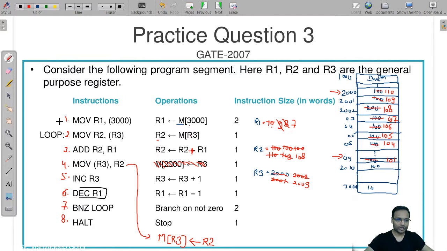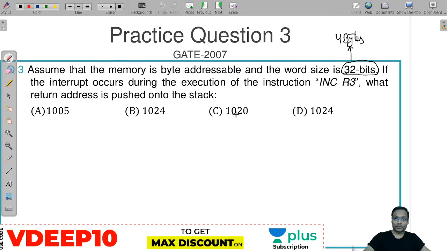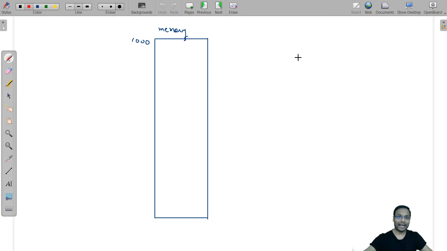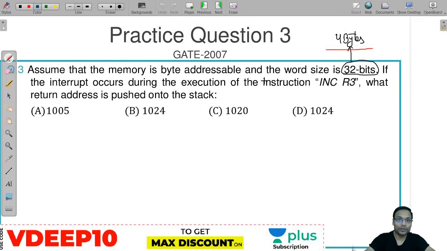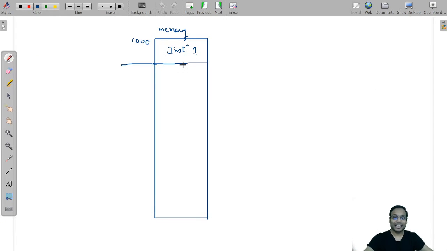These are 8 instructions. What is the size of the first instruction given in words? 2 words. 2 words means how many bytes? If one word is 4 bytes, 2 words means how many bytes? 8 bytes, right? So the first instruction, instruction number 1, will be stored on 8 bytes. You know why 8 bytes? Just because the question said byte addressable. So 8 bytes means 8 addresses.